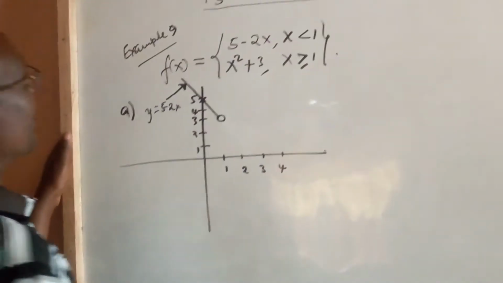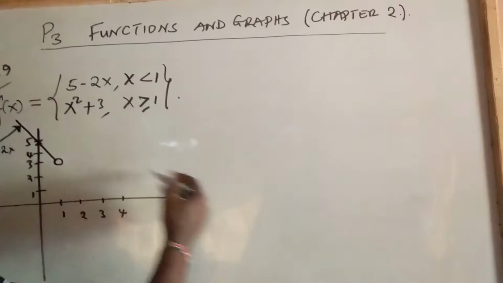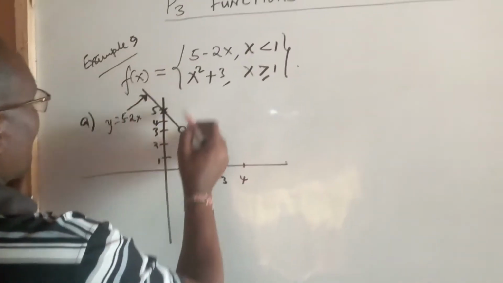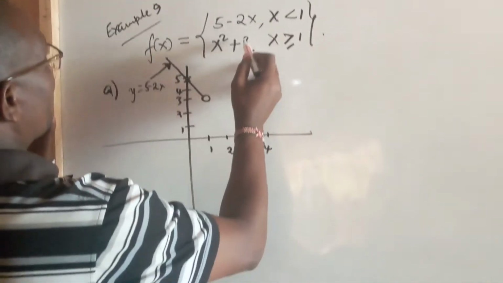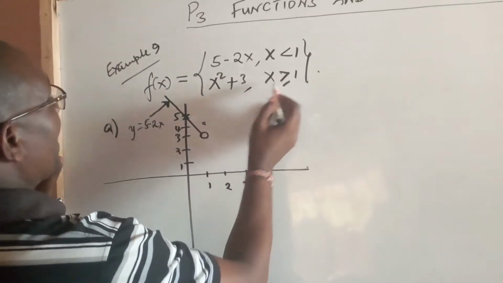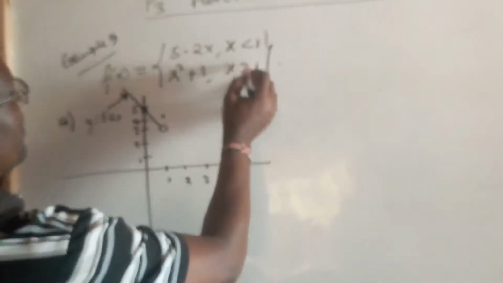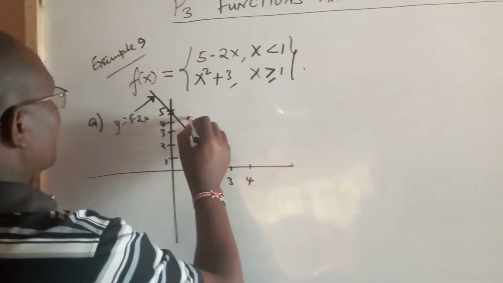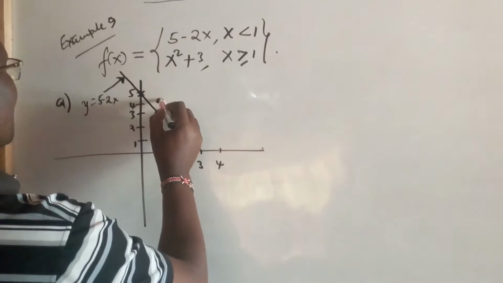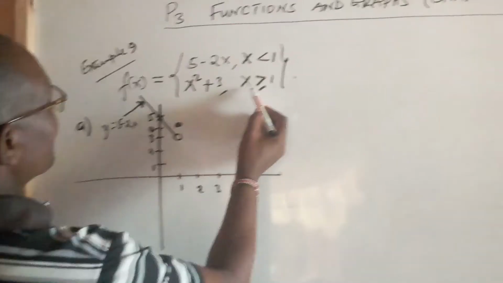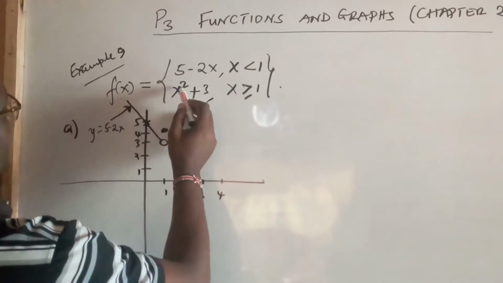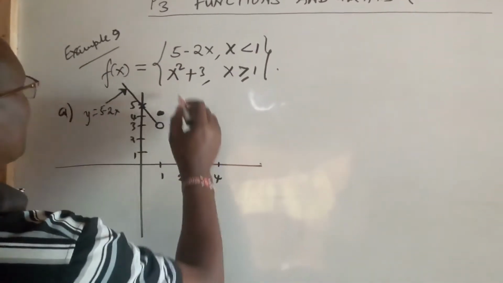Let's go to the second one, only when x is 1 or anything greater than 1. When x is 1, 1 squared is 1 plus 3, which is 4. Because of this sign, greater than or equal to 1, which includes that particular point, we have a shaded point there. When x is 2, we have 2 squared, 4, plus 3, which is 7.